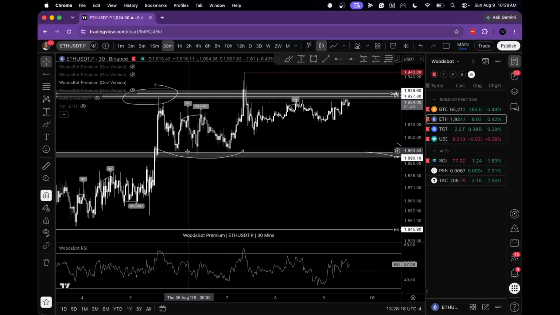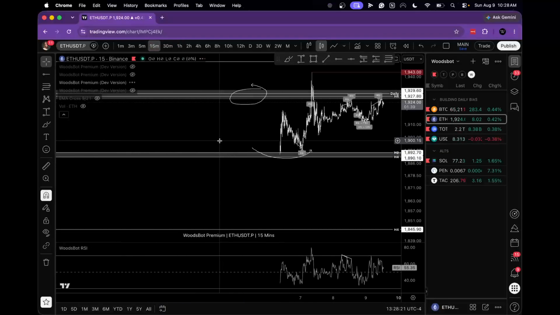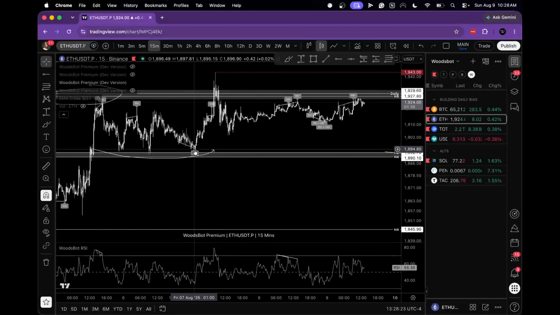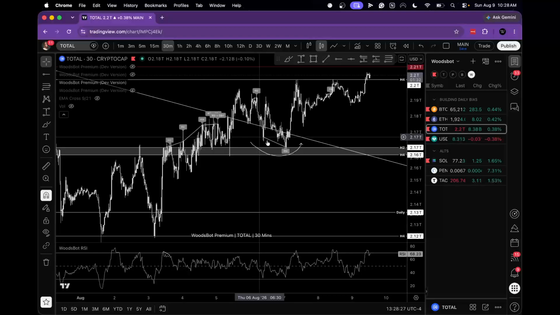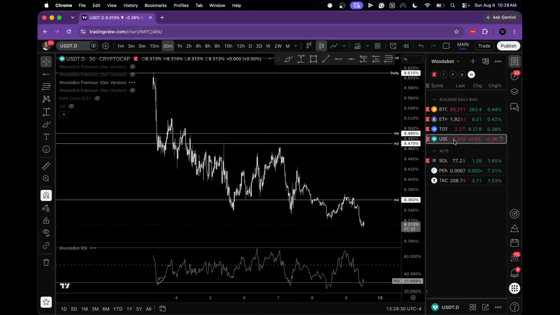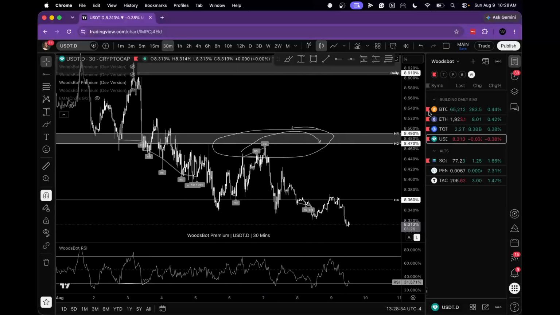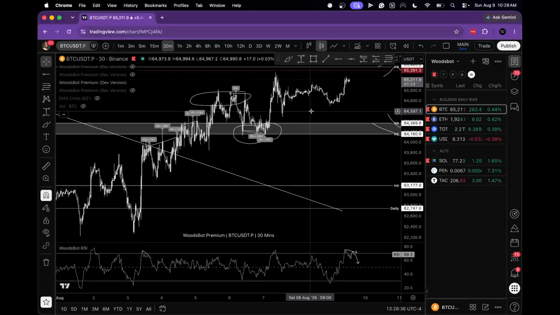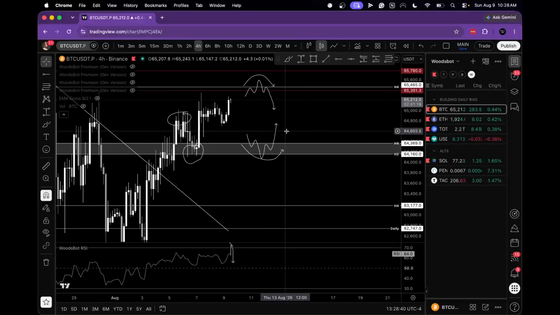You didn't necessarily have any divergences on the 30-minute. You had one on the 15-minute here on the 6th. Look at total. We had a 30-minute div. You look at USDT. You had 30-minute divs opposite, right? So you had every trigger in the world, if that was what you're waiting for, was that flip of the level to get positioned for longs. It was crystal clear and perfect.